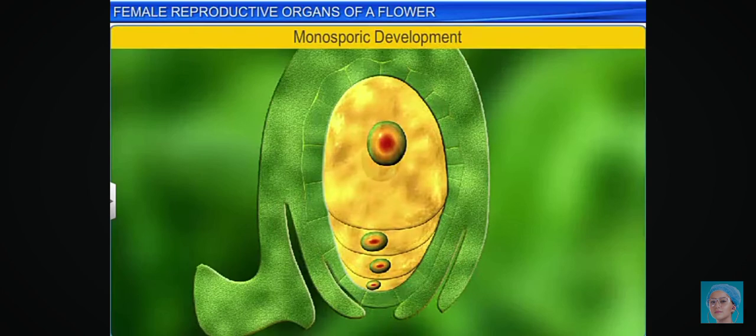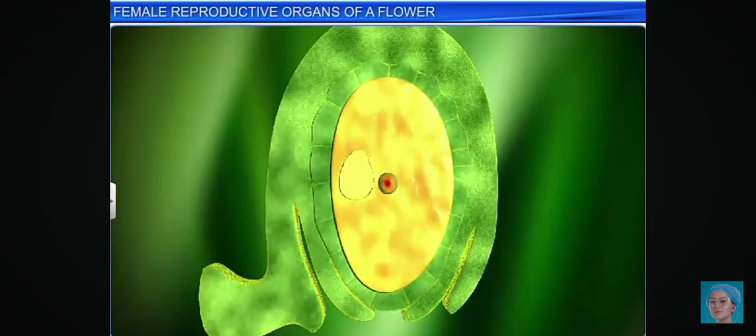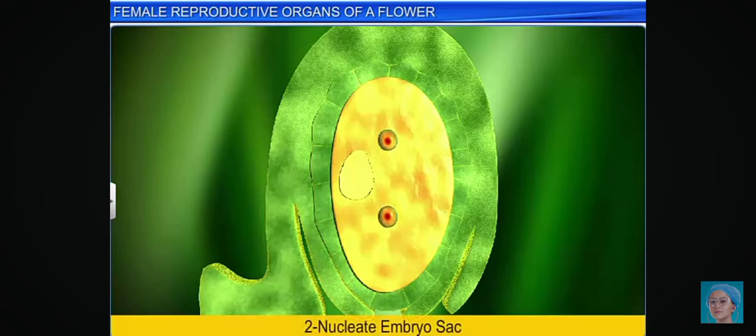The functional megaspore enlarges and simultaneously undergoes mitotic division to form an embryo sac. This type of formation of the embryo sac from a single megaspore is known as monosporic development. While undergoing these mitotic divisions, the nucleus of the functional megaspore first divides to form 2 nuclei, which move to the 2 opposite ends of the embryo sac. This is the 2-nucleate stage of the embryo sac.